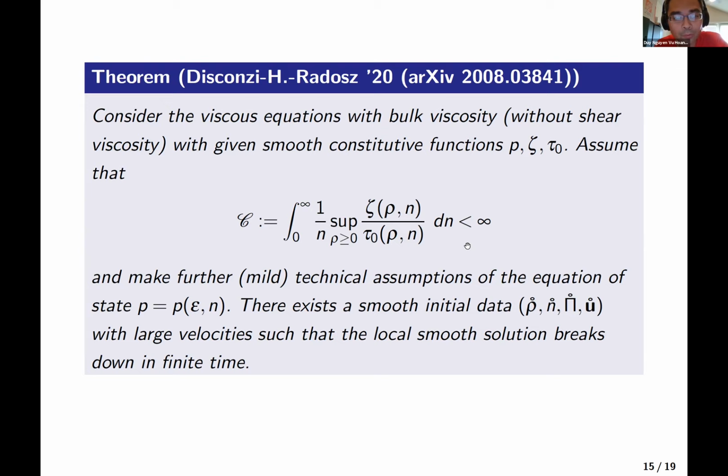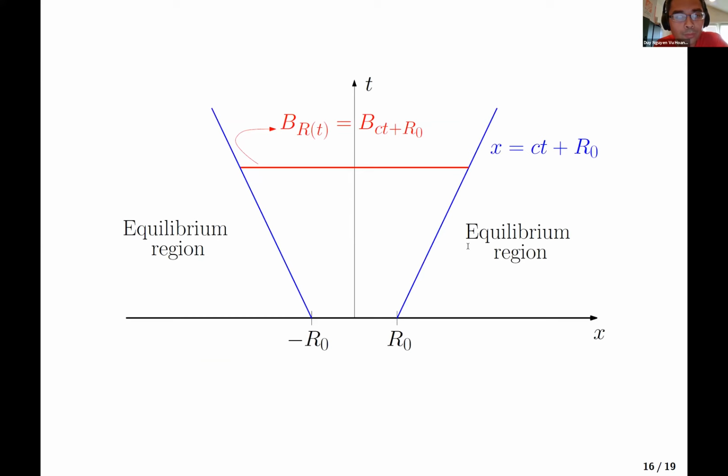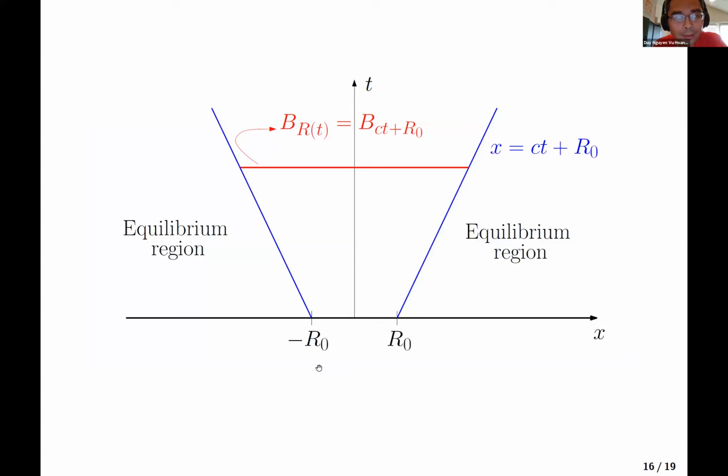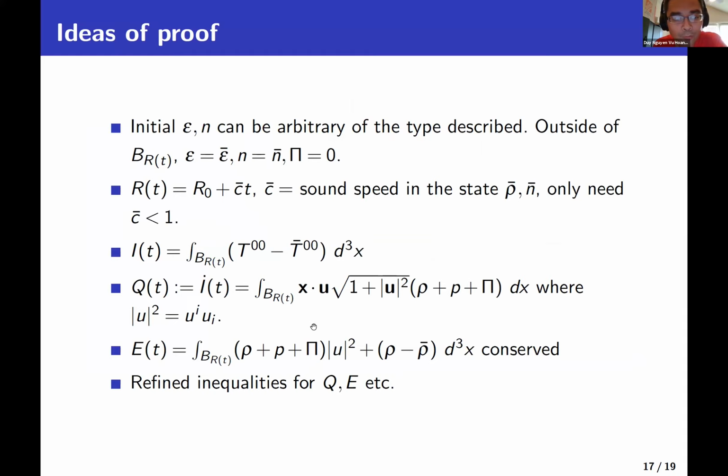And the theorem just says that, let me just move, sorry about that. Oh, that was the theorem. It just says that we can construct smooth initial data such that the local smooth solution breaks down in finite time. I do have a couple of details from the proof, but I don't have time to go into that. So maybe let me mention one more thing.